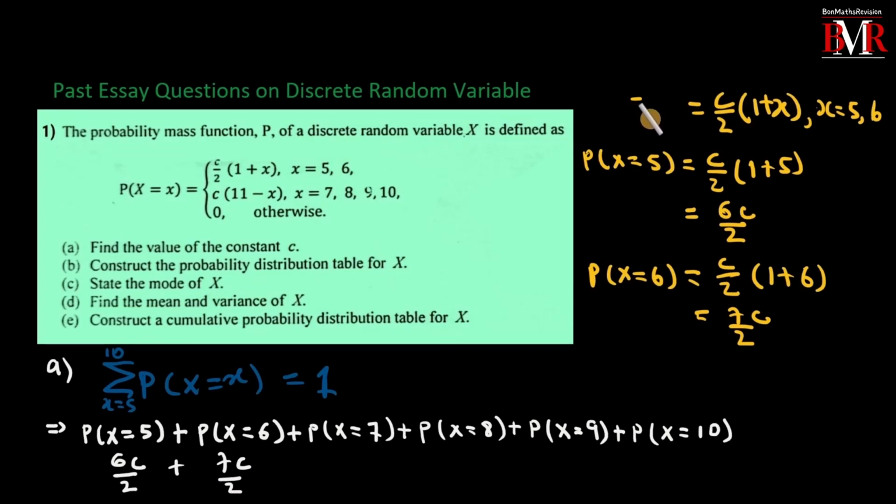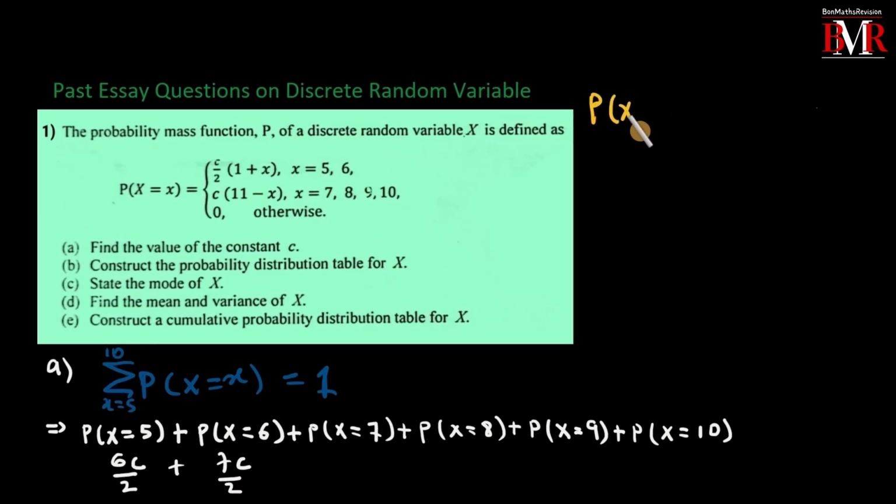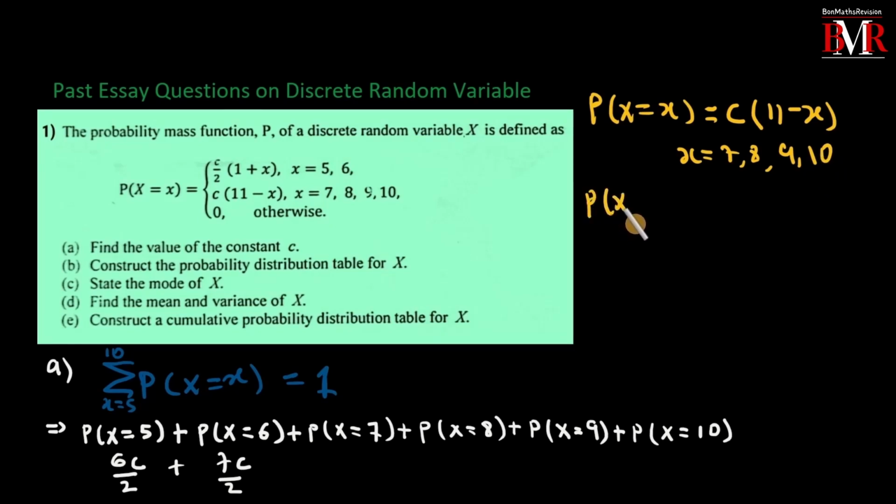Now for the other piece, the probability of x is C into 11 minus x, and the values of x for this piece are 7, 8, 9, and 10. For probability of x equals 7, I will have C into 11 minus 7, which is 4C. 11 minus 7 is 4, and 4 times C is 4C.